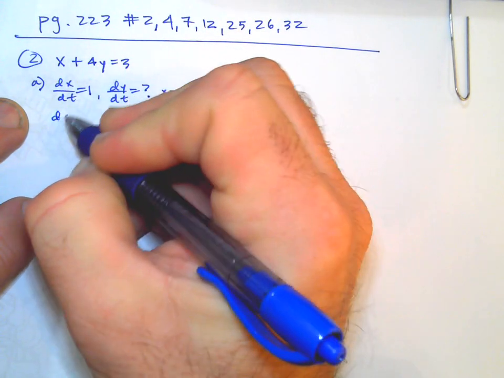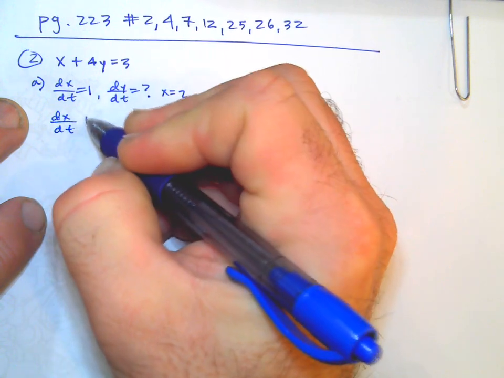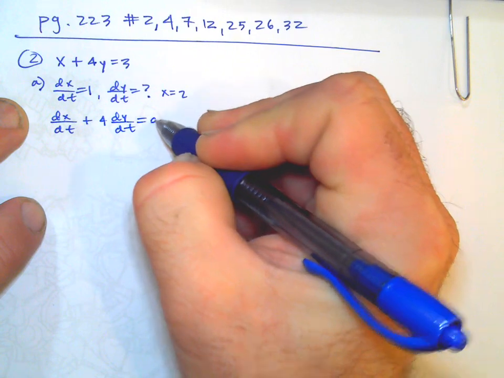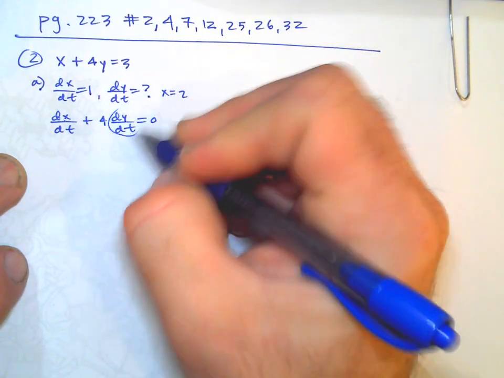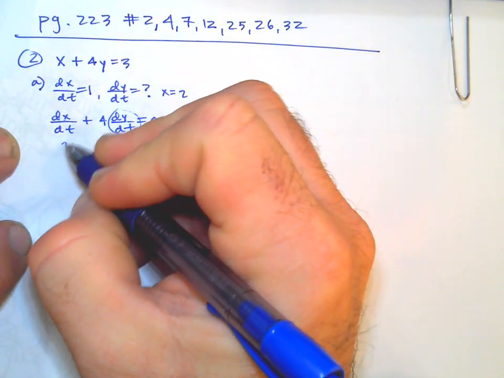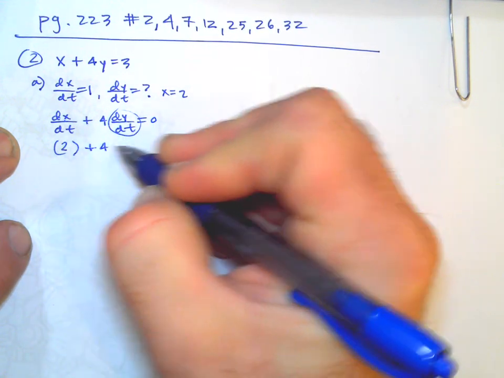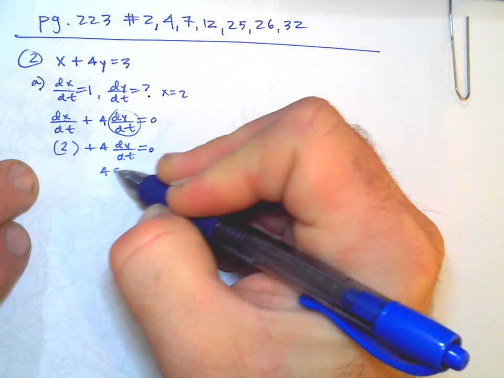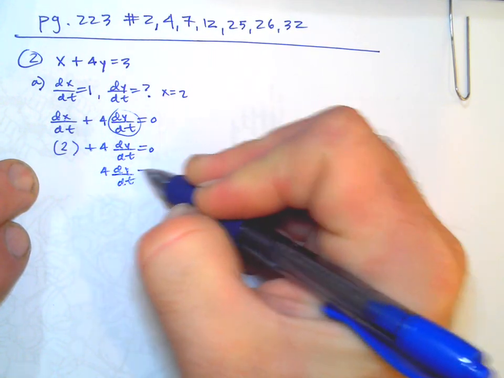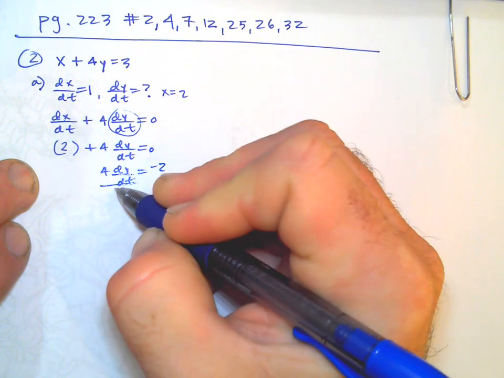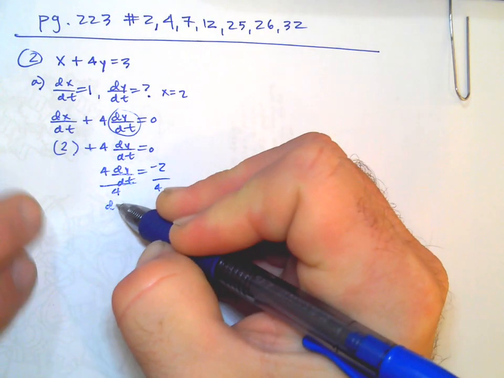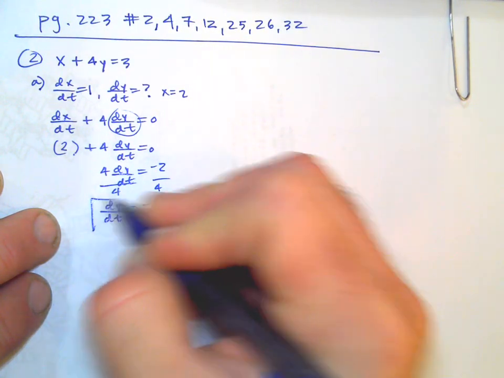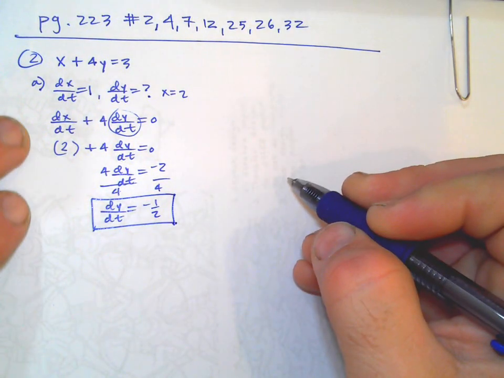implicitly with respect to time: dx/dt plus 4 dy/dt equals 0. And this is what we're trying to find, right? So we can plug this in there, and then we can solve. So 4 dy/dt equals negative 2 divided by 4. dy/dt equals negative 1/2. Okay.